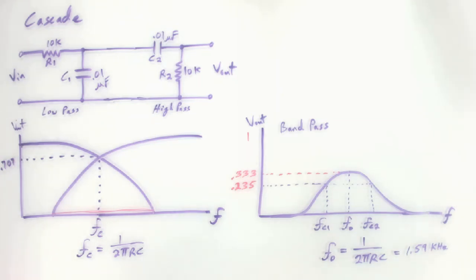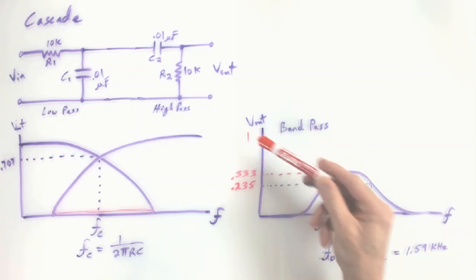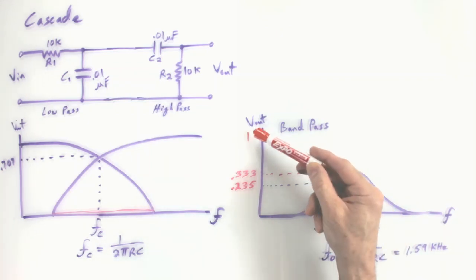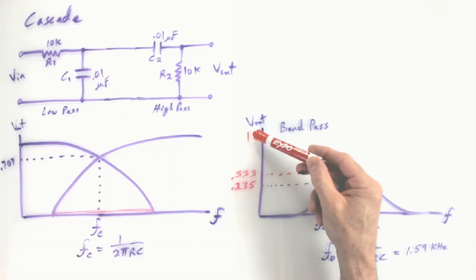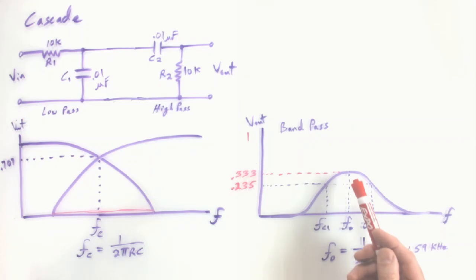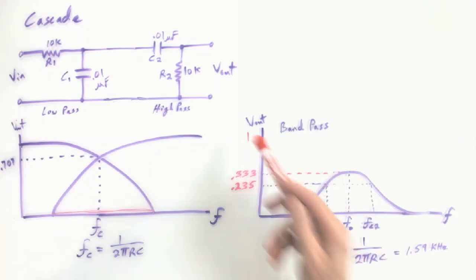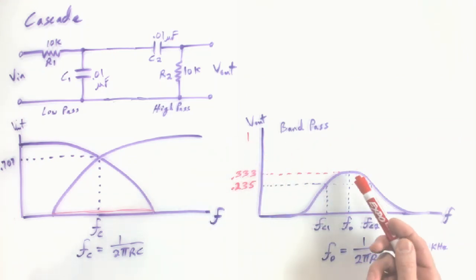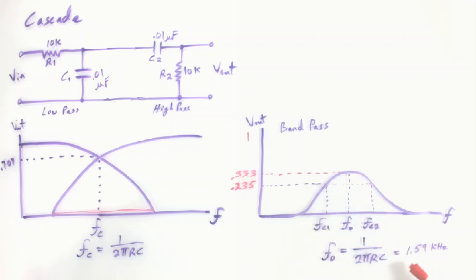So I wrote in some numbers. If we normalize to 1, or in fact, if we literally put in 1 volt for our input to this cascaded filter network, 1 volt on the input, we would expect at 1.59 kilohertz to see a peak amplitude. If we had 1 volt peak on the input, we would expect to see a peak amplitude at the output at 1.59 kilohertz of a sine wave. We would expect to see that peak voltage be 0.333.